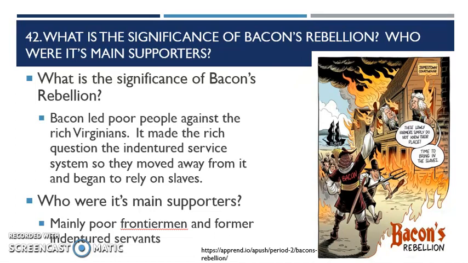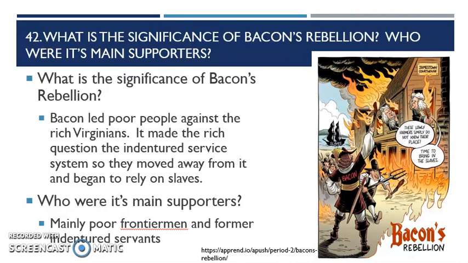So Nathaniel Bacon is just a poor frontier guy, and he is going to lead a bunch of other poor frontier guys against the rich Virginians. So when you look at Virginia, Virginia is being controlled by the rich plantation guys. And so Bacon and other poor people really couldn't get any land, and then their taxes kept going up and up and up. So as the taxes went up, Bacon was going to lose his farm, and so what he decides to do is rebel.